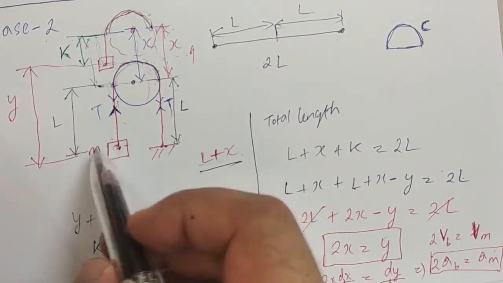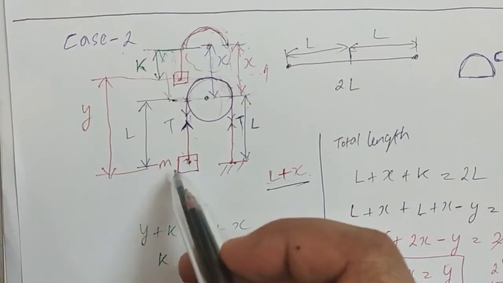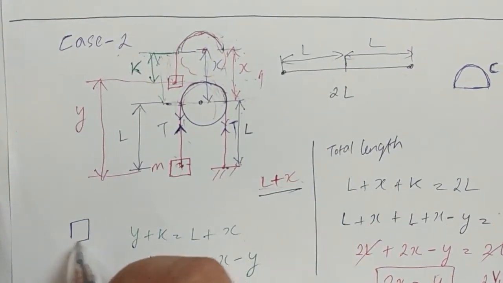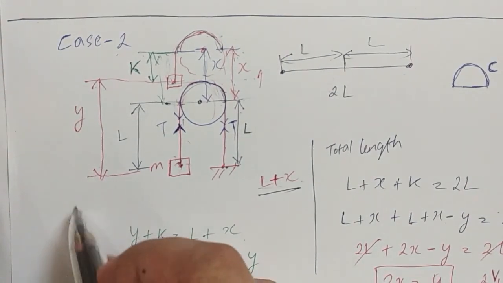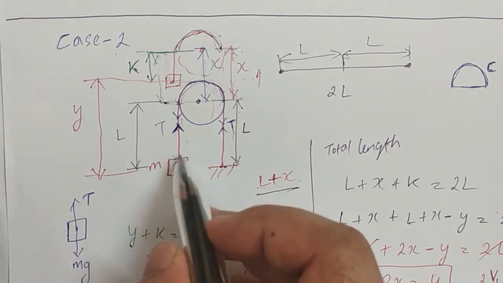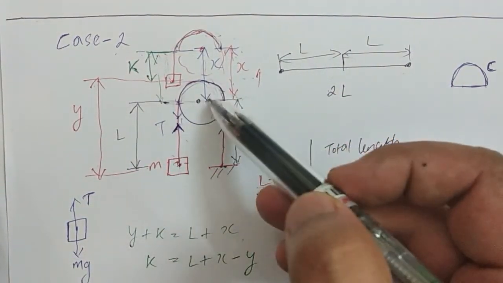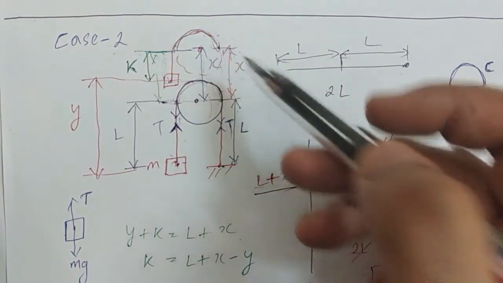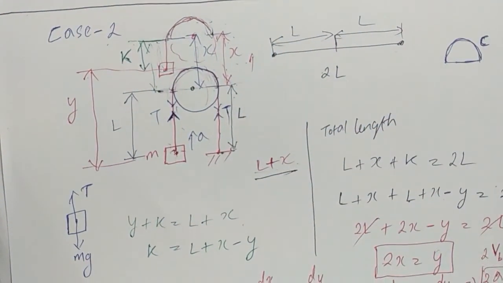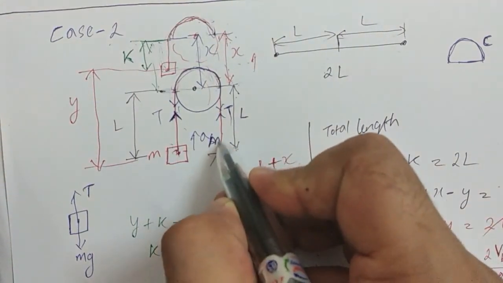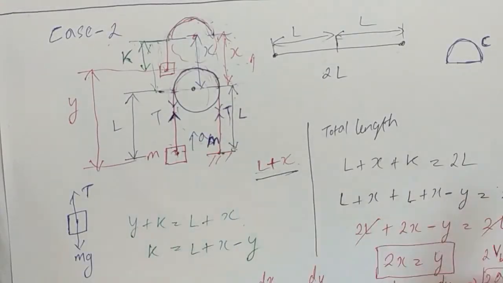So if you try to isolate this block in this situation, then the weight of the block mg is acting in this direction, the tension is acting in this direction, and when the wheel is moving in upward direction, then this block will get accelerated in this direction with acceleration of this mass, that is am.